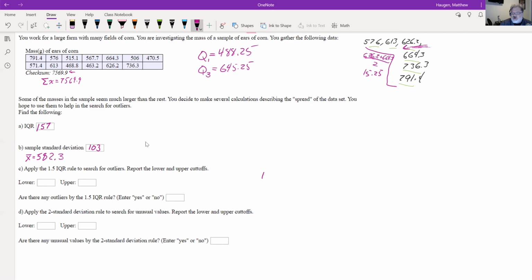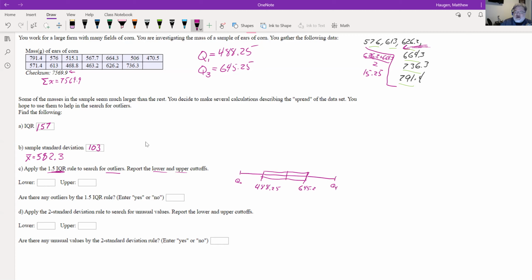So we have our Q1 at 488.25. We have our median in between there. Our Q3 was 645.25. We could look at our list and decide what our Q0 and Q4 are if we wanted to, but we're asked to use that 1.5 interquartile range tool to search for outliers and see what the lower and upper cutoffs are.